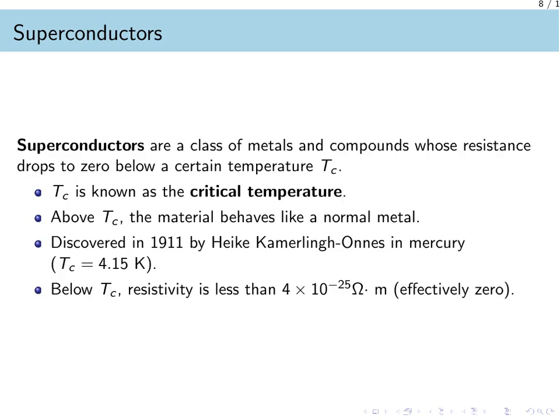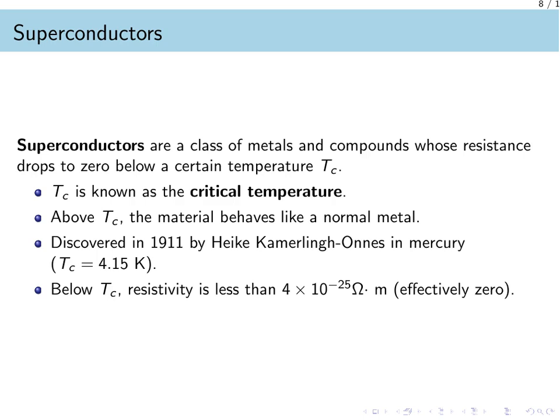Superconductors represent a fascinating class of metals and compounds. For these materials, the electrical resistance drops completely to zero when they are cooled below a certain specific temperature. This specific threshold is known as the critical temperature. When heated above this critical temperature, the material behaves just like any normal metal. Superconductivity was first discovered in the year 1911 by Heike Kamerlingh Onnes while he was studying mercury, which has a critical temperature of 4.15 Kelvin.